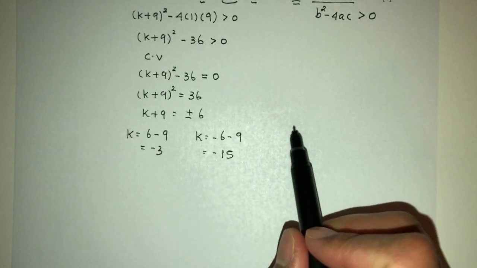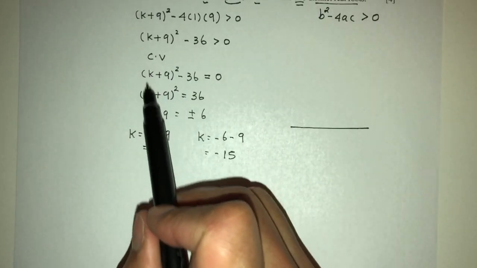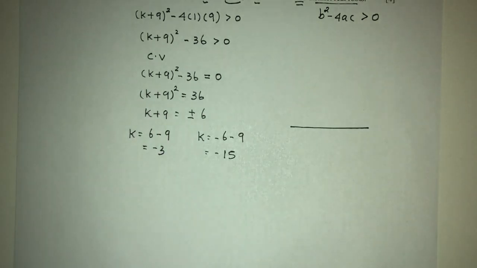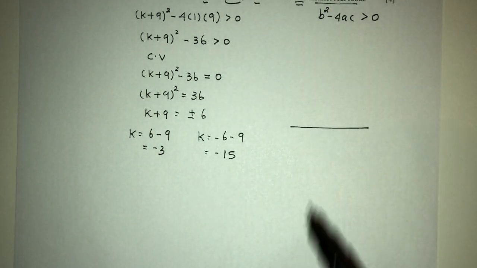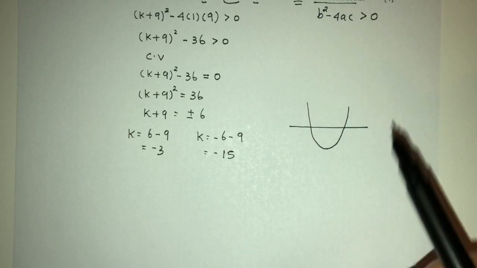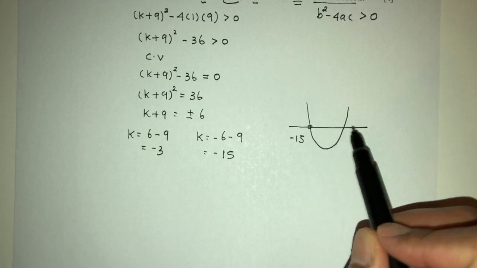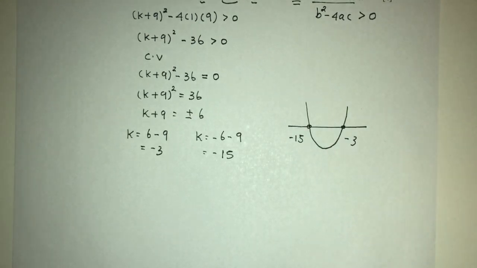Now for your answer, you have to go back to the graph. If you were to expand this, you will have k². It will be positive something k². Since it is positive, you will have a shape of this. Now the first point here will be minus 15, and that will be minus 3.